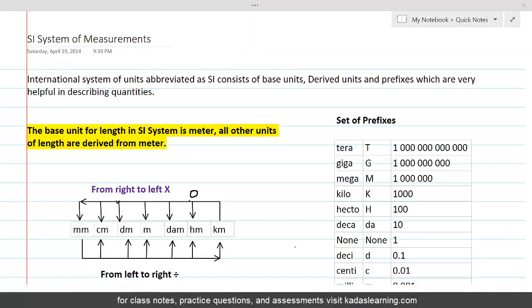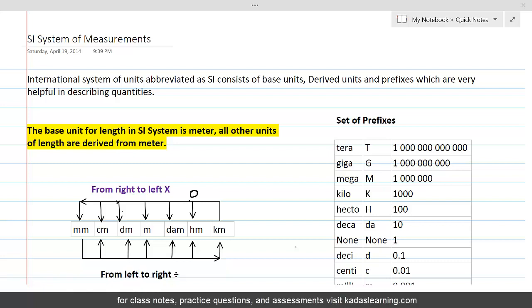In this lesson, we learn about the International System of Units, which is used in most of the countries in the world. The International System of Units, abbreviated as SI, consists of base units, derived units, and prefixes which are very helpful in describing quantities. The base unit for length in the SI system is the meter. All other units of length are derived from the meter.